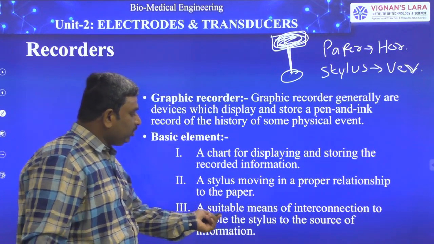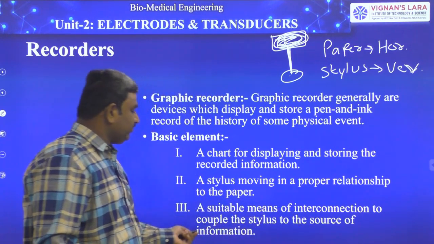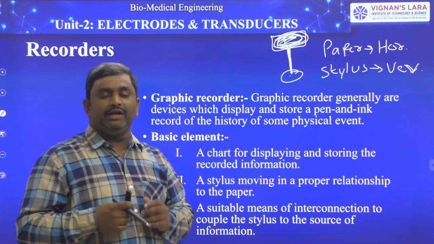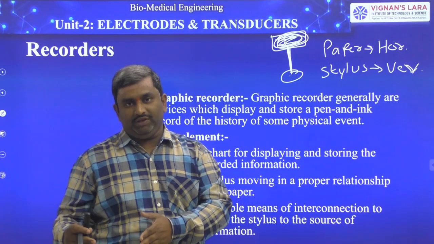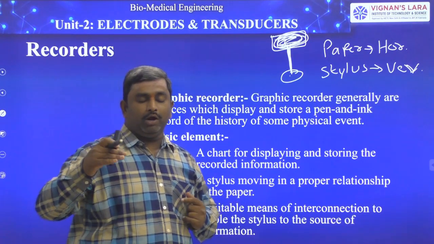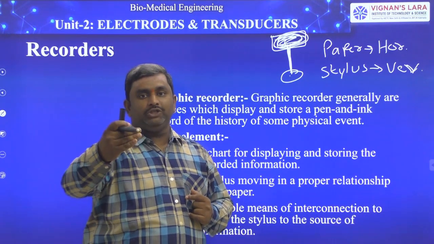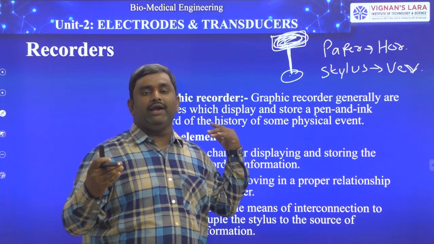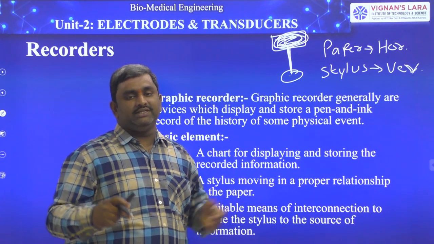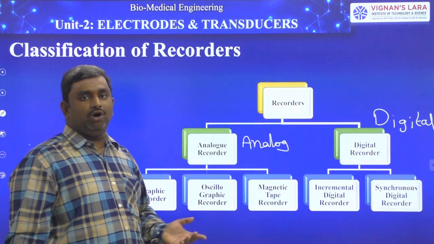Next, the third one: a suitable means of interconnection to couple the stylus to the source of the information. So good coupling equipment is required between the stylus and the source of information. The stylus pen will move based on the potentials occurring at the source, the electrode source. That is the way the information is recorded. Now we will see these operations diagrammatically.